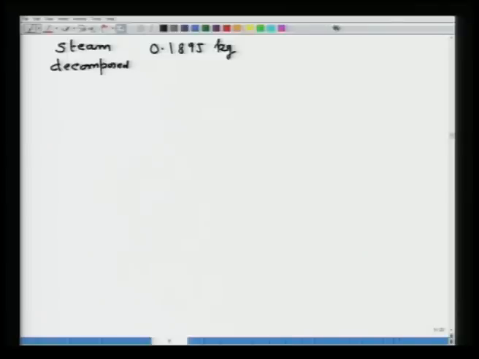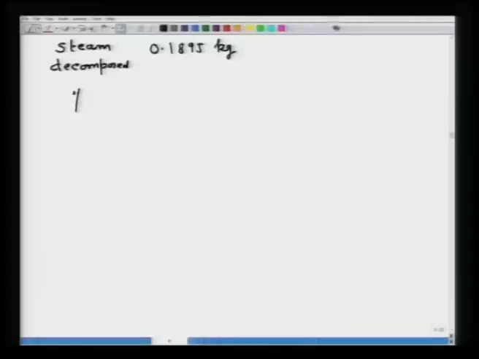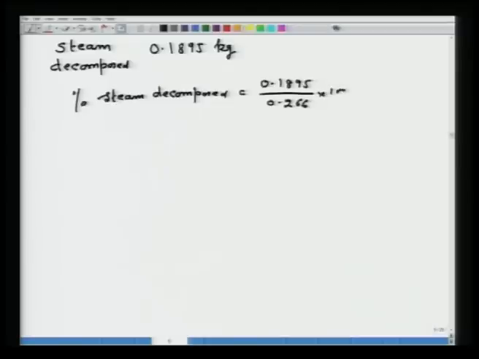Mind you, this steam which is decomposed will be available to you in H2, CH4 and other hydrocarbons of the producer gas. So, the percent steam decomposed, out of the steam that is blown in, will be equal to 0.1895 divided by 0.266 into 100. So, the decomposed steam is 71.2%. This is the answer of this problem.